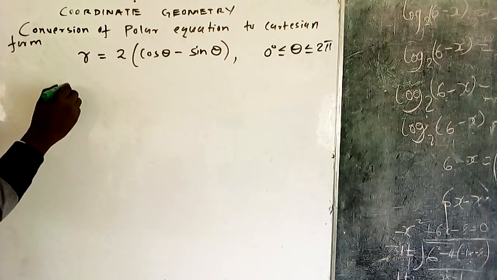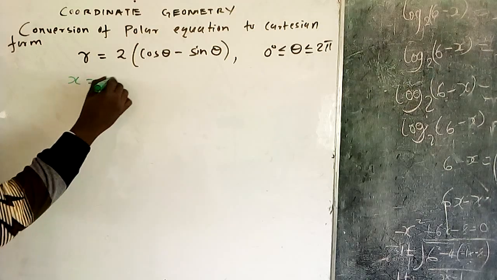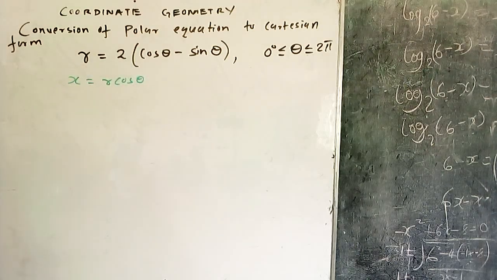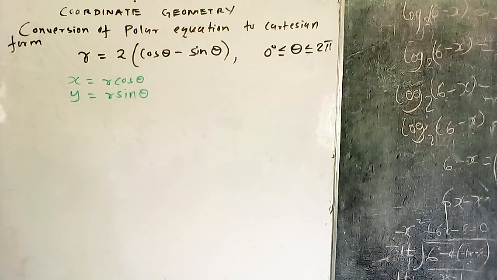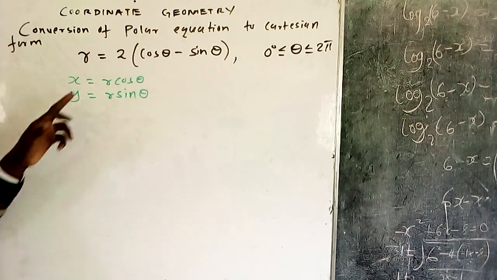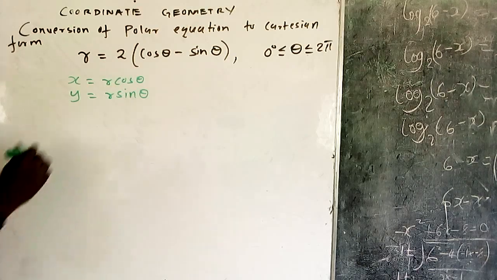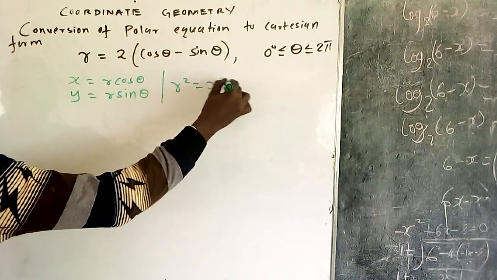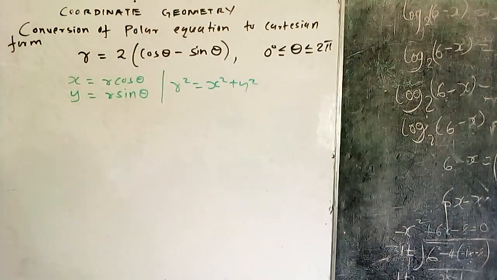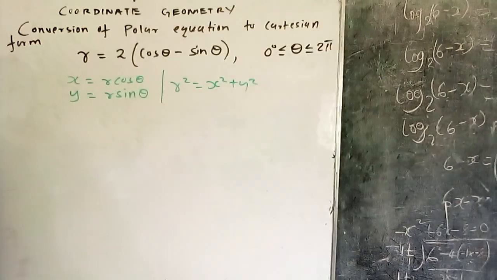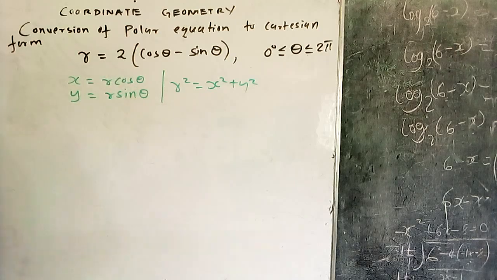The first thing you need to know is that x is always r cos theta from coordinate geometry, and y is always given as r sin theta. So for us to convert a polar form into Cartesian form, it implies that where there is r cos theta we put x, where there is r sin theta we put y. And you also know that r squared is always x squared plus y squared, the Pythagoras theorem, where r is the hypotenuse. Where there is r squared we are going to put x squared plus y squared.